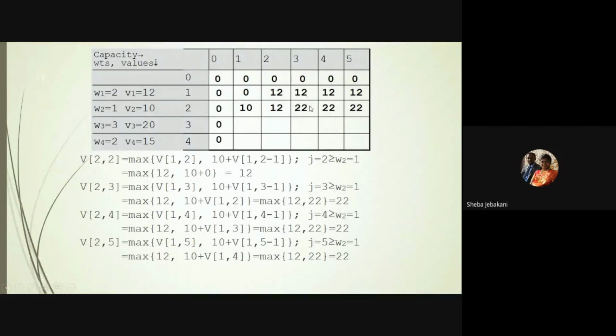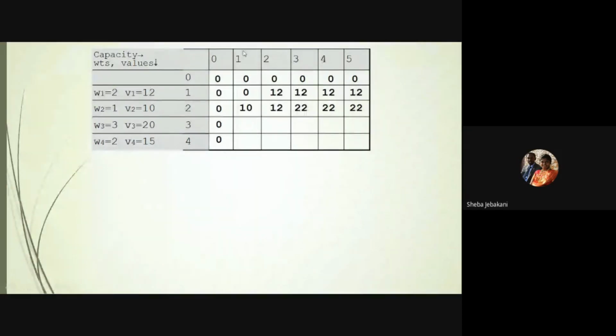Now, when I come for the next row, I have 3 objects which I can have, but the capacity of my bag is only 1, meaning I can choose maximum only the second object. Yes or no? So basically, I'll get 10 as the value. When I'm coming to 2, I find that this is the maximum value I can choose. So basically, it becomes 12. You can see it will become 12.